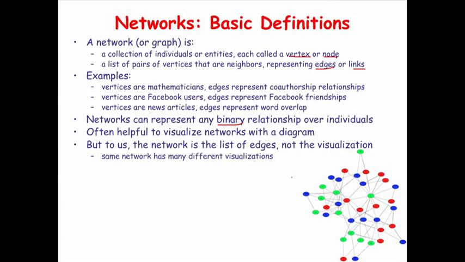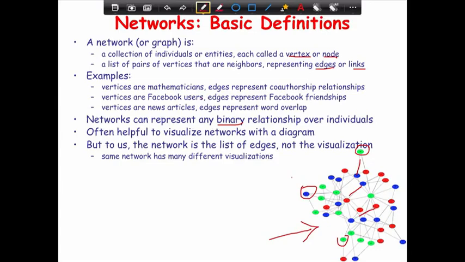It's quite common and often helpful to visualize networks with a diagram, like the one shown down here in the lower right, in which we represent the vertices or nodes by tiny ovals, such as this one, and this one, and the edges or links between vertices by lines connecting them, like this edge here, and this one here. But it's important to remember that in this course, the network is the abstract list of edges, not the particular visualization we might be looking at, and the same underlying network may have many different visualizations.